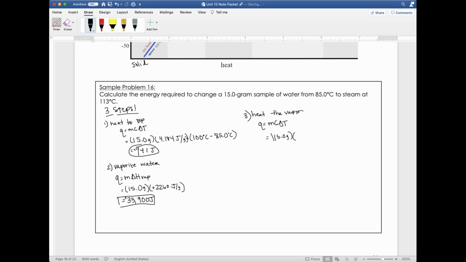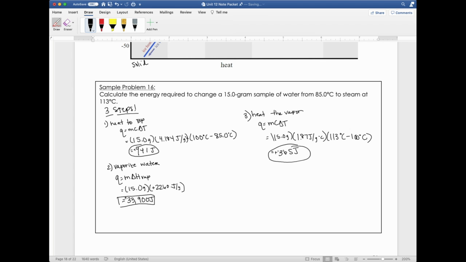The specific heat capacity for gaseous water, water vapor, is 1.87. And my final temperature is 113 degrees, and my initial is 100, since I'm raising it from 100 degrees. And when you solve for that, you get 365 joules, positive.